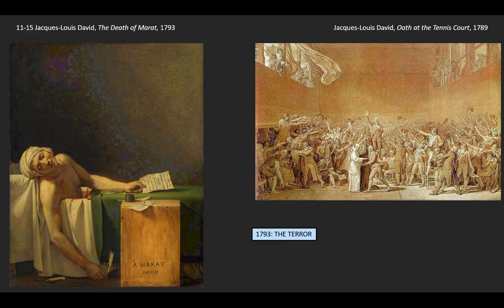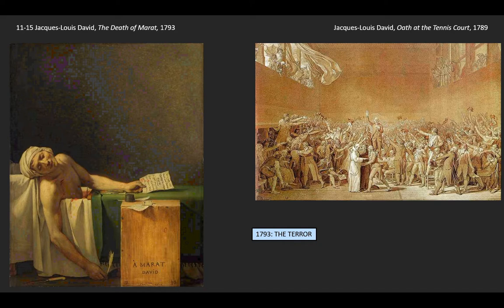This portrait in your text, The Death of Marat, was painted in 1793. 1793 was the year that came to be known as the Terror. This is when the revolutionaries were executing as many of the old aristocracy as they could, deploying the guillotine in every Place de la République, in every town in France. The streets literally ran with blood.